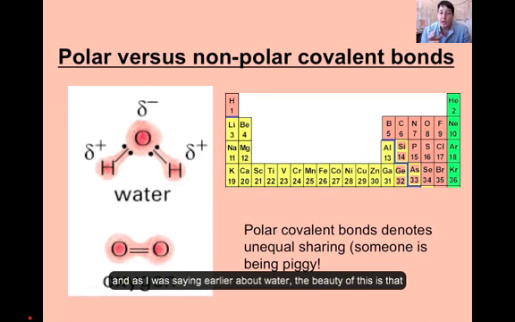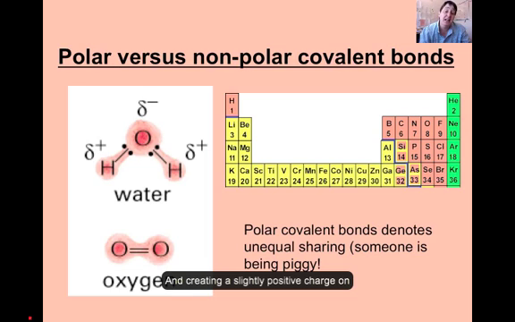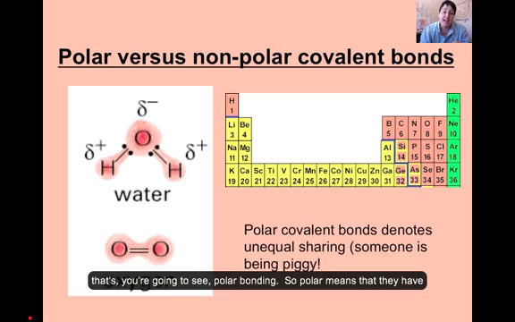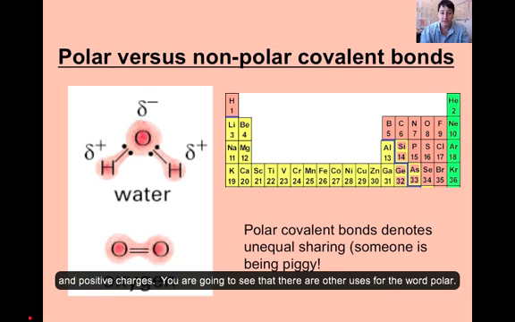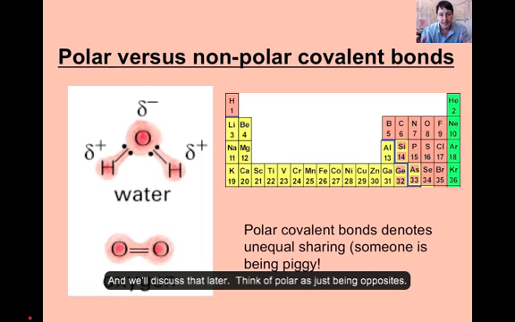As I was saying earlier about water, the beauty of this is that some covalent interactions are non-polar, which means they don't have any charge associated with them. But if you take a look here at water, the electrons are pulled closer to the oxygen atom, creating that slightly negative charge on the oxygen atom and creating a slightly positive charge on the hydrogens associated in that covalent bond. And that's, you're going to see polar bonding. So polar means that they have opposites. So think of polar opposites. So, right, you have negative and positive charges. You're going to see there's other uses for the word polar, and we'll discuss that later.